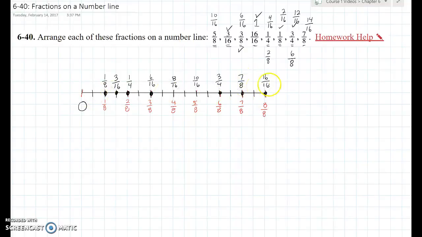Now when you're placing them on a number line, make sure you're placing the original fractions, because that's what they actually gave us. So here we go. If you wanted to, you can get rid of the other ones that they didn't give us. But there you go.